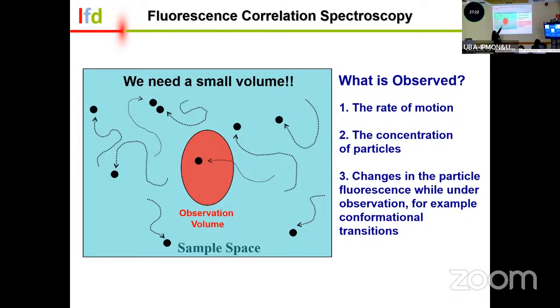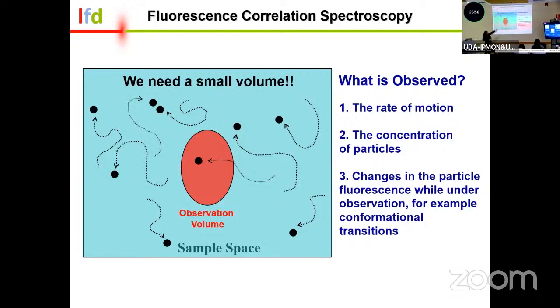And as molecules diffuse in and out, they're going to give off a photon burst, right? So the molecule is not going to be emitting photons the entire time. It's only going to emit when it's excited. So the molecule will be excited, it'll give off a photon burst. It'll continue to roam around, it'll give another photon burst. These are the fluctuations that we're observing.